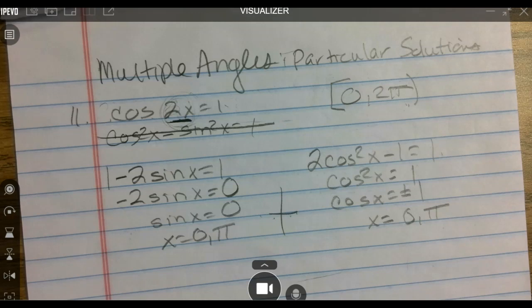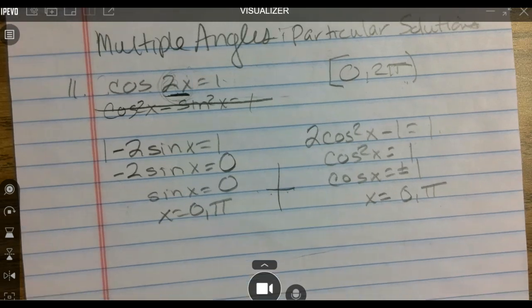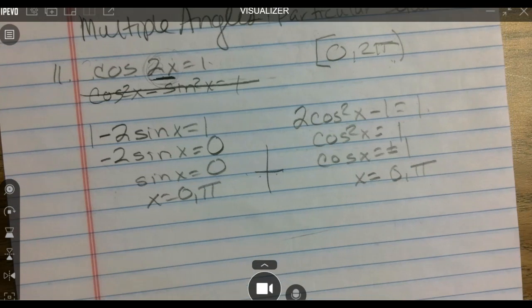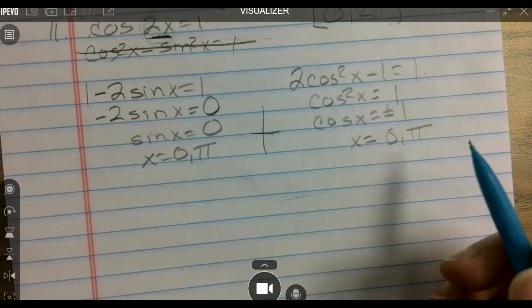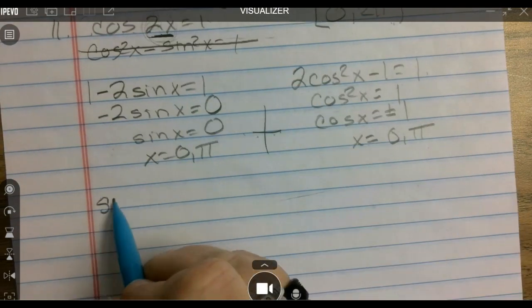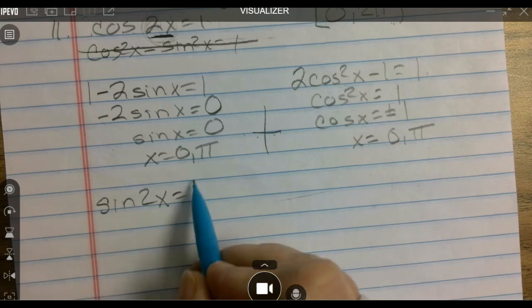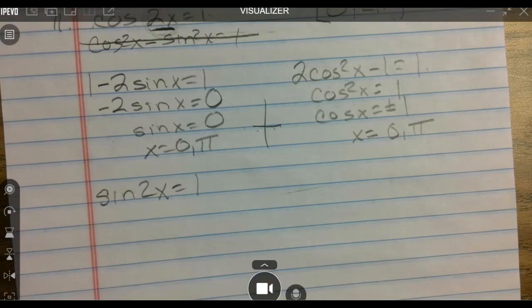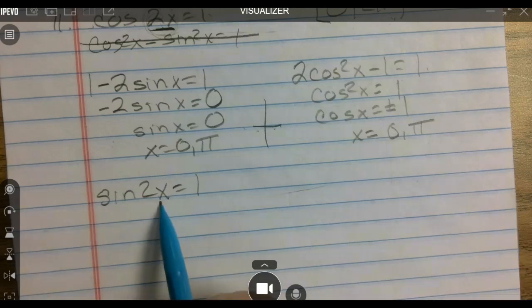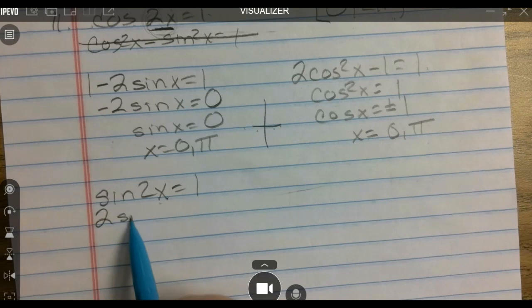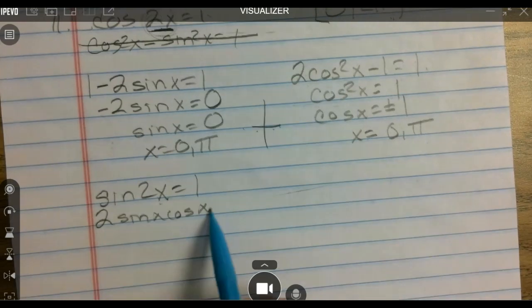Until I look at the worksheet and I go, well, I can't do this unless I give you that problem. As a matter of fact, and you don't necessarily need to write this down because I'm not going to do anything with it. It's up to you. If I give you the sine of 2x equals 1, I can't do it. Because I know a formula for this, so do you. You know that this is 2 sine x cosine x.